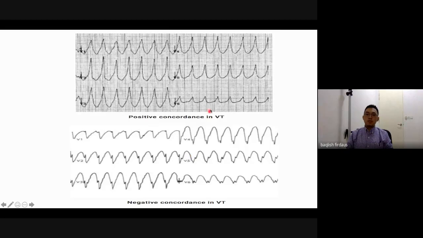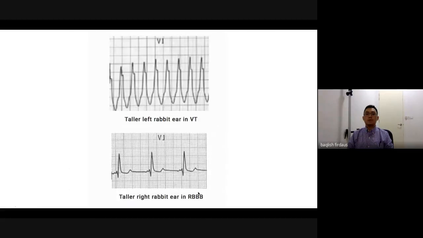So usually there will be an extreme axis. Means if the QRS complex is positive, all will be positive. If the QRS complex is negative, all will be negative. So it will be suggestive of VT.